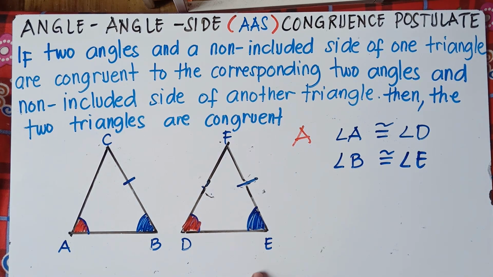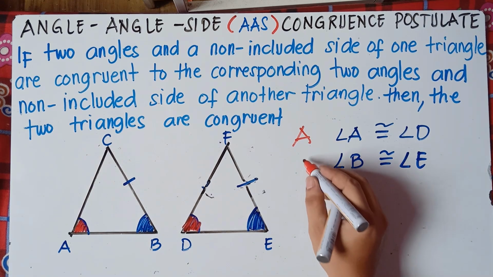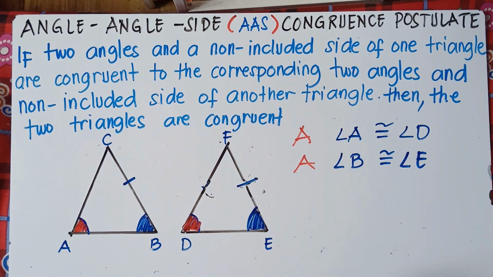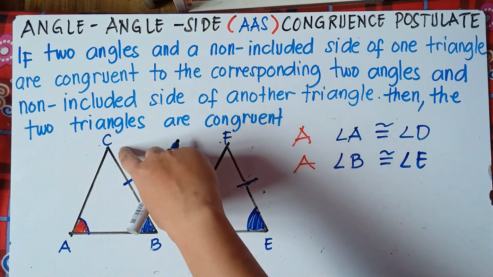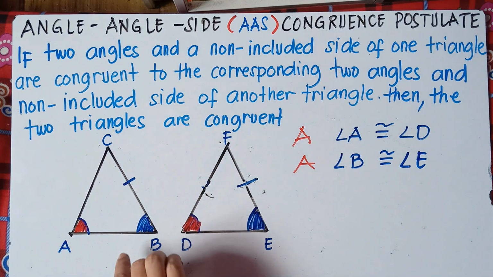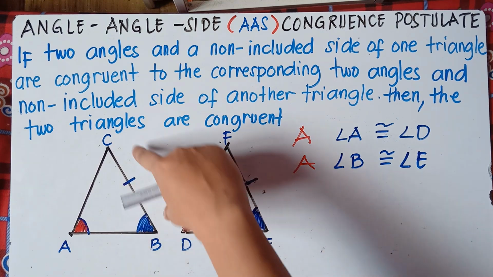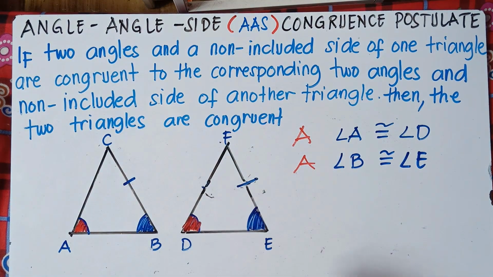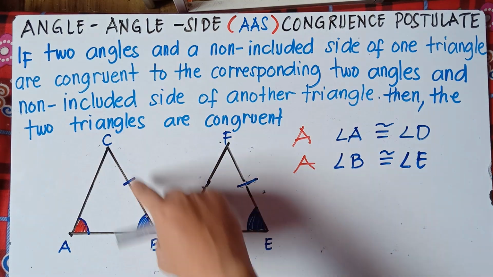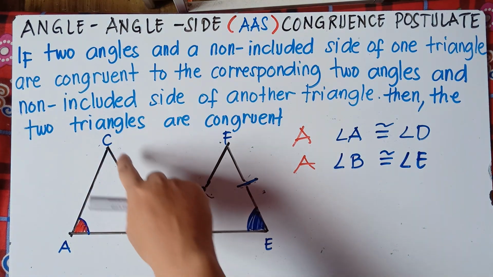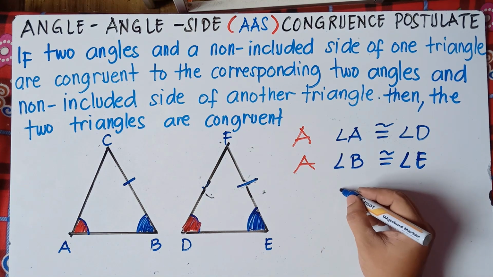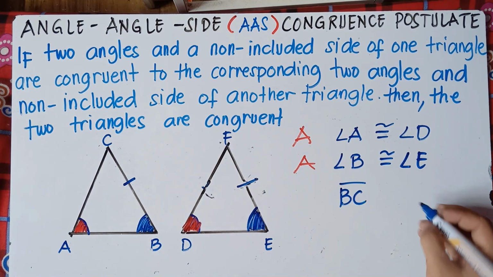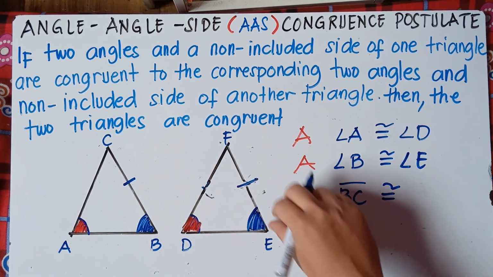Angle B is congruent to angle E. So we have a second angle. So we have AA. And this side, the non-included side, is outside these two given angles. It is not between, it is outside of these two given angles. So we have this side CB. Side BC or side CB, we will read that as side BC. Side BC is congruent to side EF.